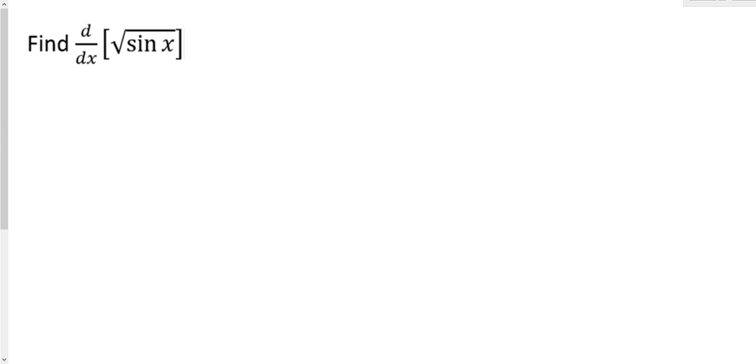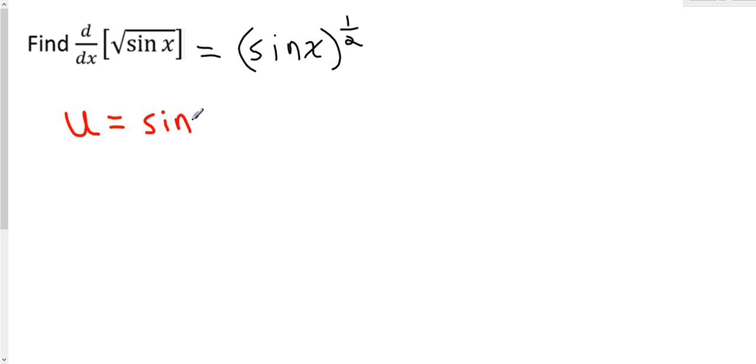Well, this one is slightly different. In this case, the function on the inside would actually be the sine, because this is the sine of x raised to the 1/2 power. So in this case, u is actually equal to the sine of x. This is a little bit different than the last one. The last one, the sine was the outside function. In this case, sine is on the inside.